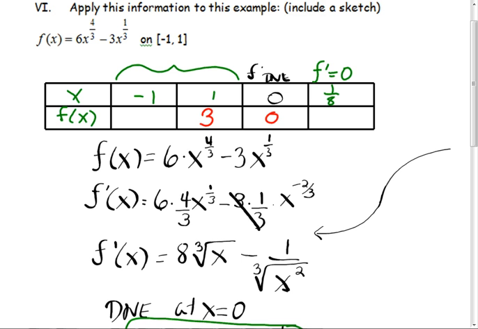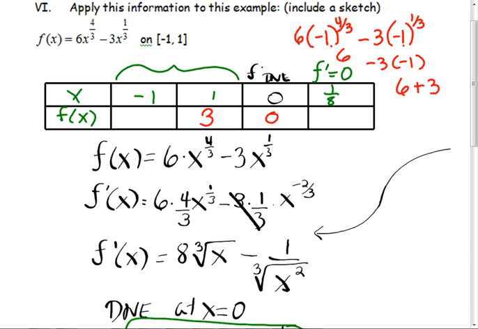Now, to do the negative 1, that's a little trickier. It's 6 times negative 1 to the 4/3 power, minus 3 times negative 1 to the 1/3 power. Well, let's do this one first. What's the cube root of negative 1? Negative 1. But here I'm going to cube root my negative 1. I can cube root it first and raise it to the 4th power. Any negative number to the 4th power is positive. So that's 6. So I get 6 plus 3 or 9. Okay?